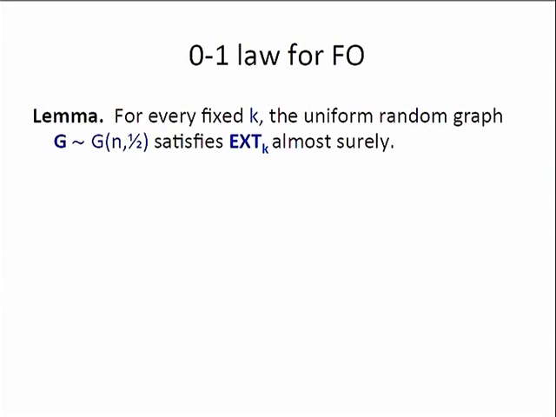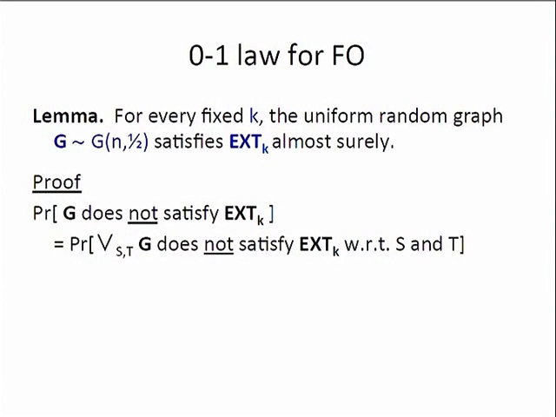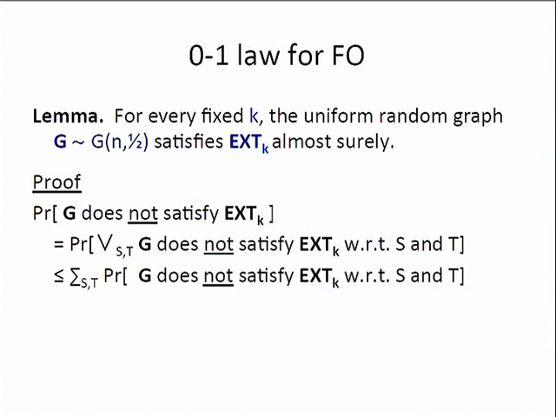Okay, and now the second key lemma about this k-extendability is that the uniform random graph G(n, 1/2) is almost surely k-extendable. Okay, so here's the proof of it. I'm going to look at the probability that a random graph G(n, 1/2) is not k-extendable. I'm going to show that that tends to 0. So the event that G is not k-extendable is the union of events that G does not satisfy the k-extension axiom with respect to some particular S and T in the definition. So we just use a simple union bound, and this is at most the sum over all S and T, right? So S is a set of size at most k, and T is a subset of S, that G does not satisfy the k-extension property with respect to that S and T.